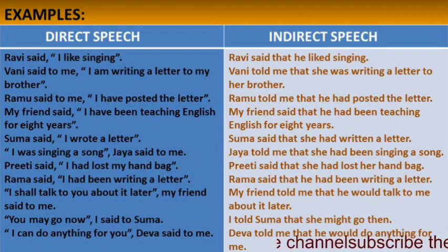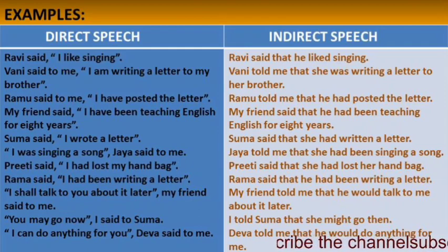Ramu said to me, "I have posted the letter." Here the sentence is in present perfect tense. Then look at the sentence in indirect speech. Ramu told me that he had posted the letter.